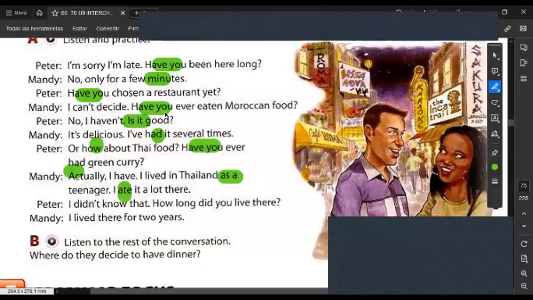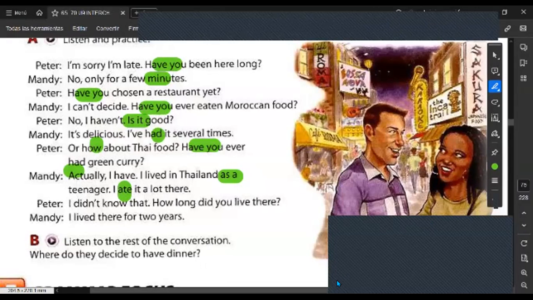Lo siento, vengo tarde. Yo estoy tarde, literalmente. ¿Has estado aquí a largo tiempo? No, only for a few minutes. Repeat. No, only for a few minutes. Ok, los tres de minutes en el mi, ¿verdad? Minutes. Minutes. Only for a few minutes. Minutes, yes. Now the next one.